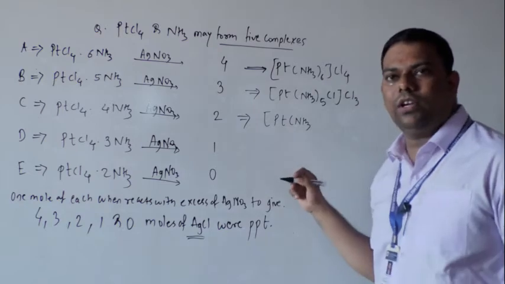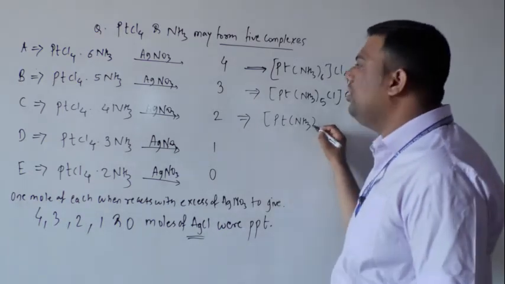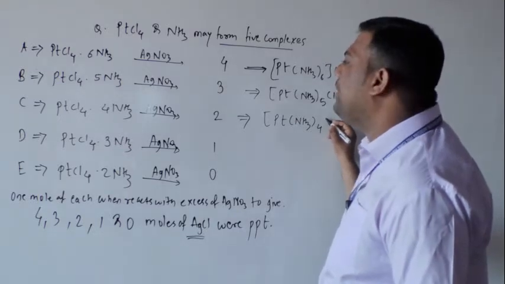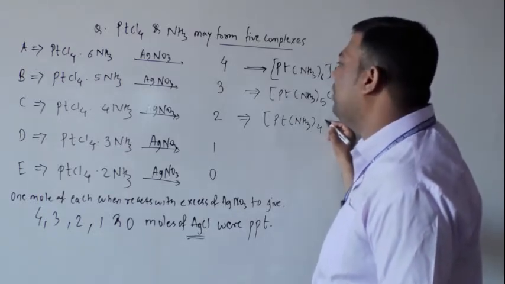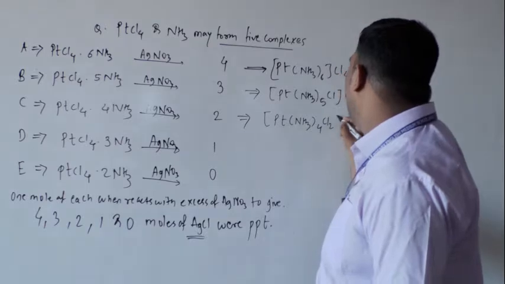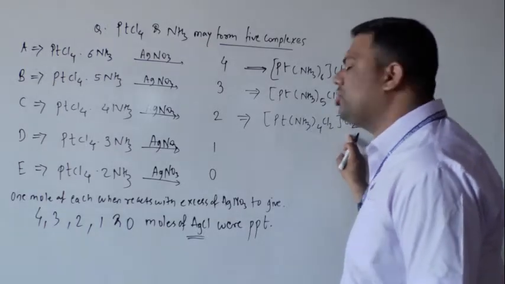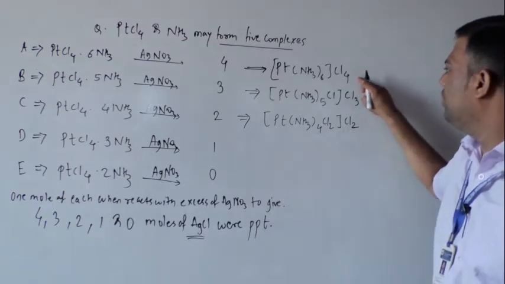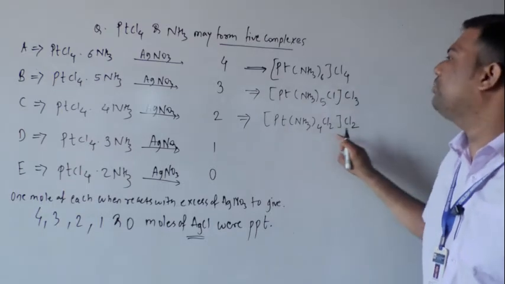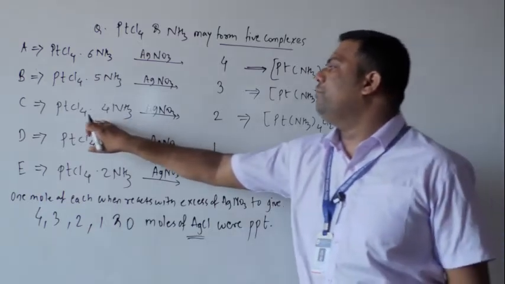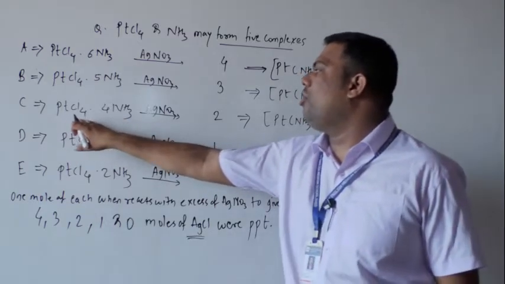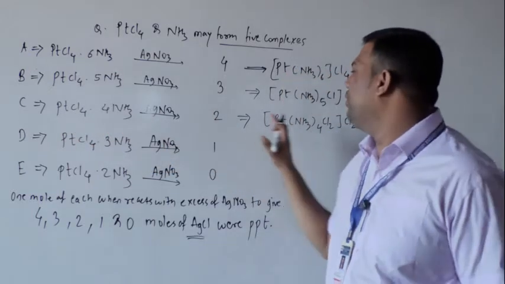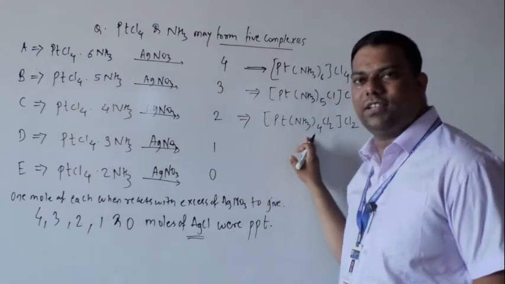Okay, so for this C, you can write it like this: Pt(NH3)4, so total 2 are there. So here Cl2, and out of the coordination sphere Cl2, which are ionizable. So here 4 moles, here 3 moles, here 2 moles. It is a molecular compound, a coordination compound, and we balance it with respect to our answer.